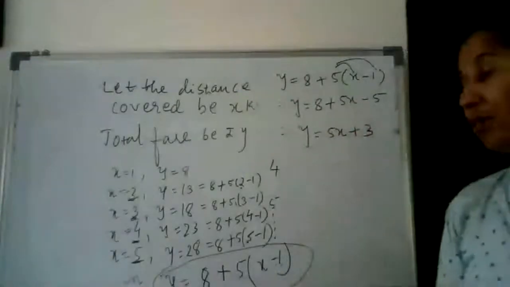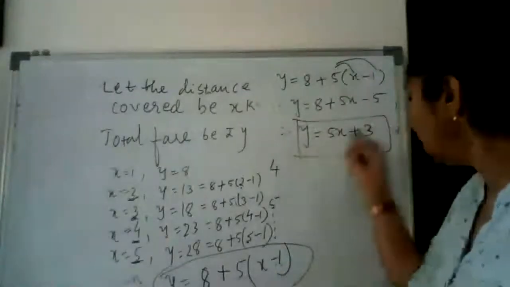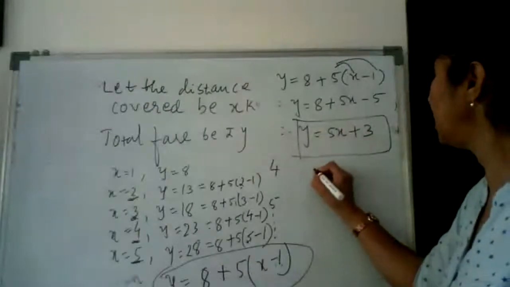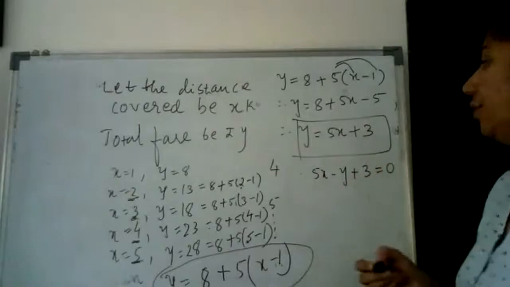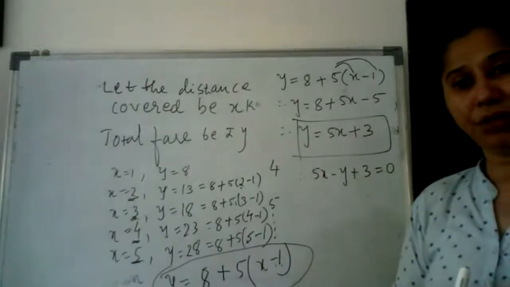I hope it is clear to you. So this is our equation. इसको और आपको अच्छे से लिखना है तो आप लिख सकते हैं 5x minus 5 plus 8 is equal to 0. I hope this is clear to you.